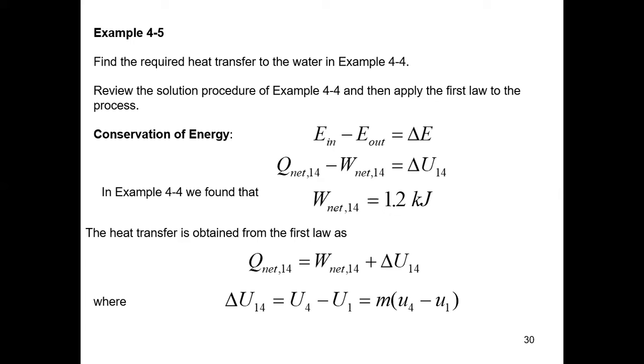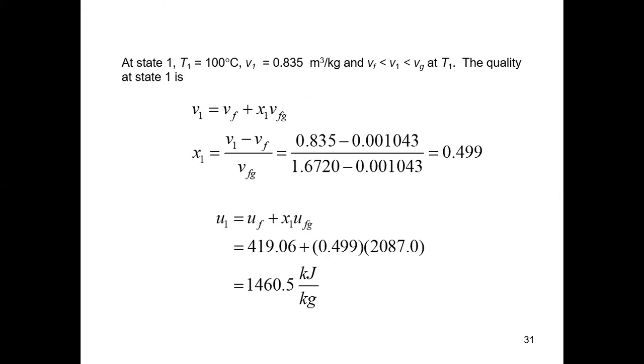So we have to calculate delta U from 1 to 4, which is m times U4 minus U1. Those are specific internal energies. At state 1, T1 is 100 degrees centigrade, and Vf comes from the table. So V is between Vf and Vg at T1. The quality at state 1 you have to calculate. Remember, x is the quality of that mixture of steam and water, and x works out to 0.499.